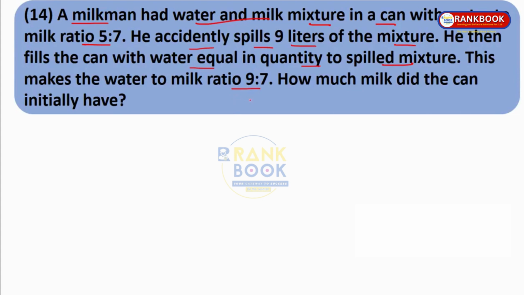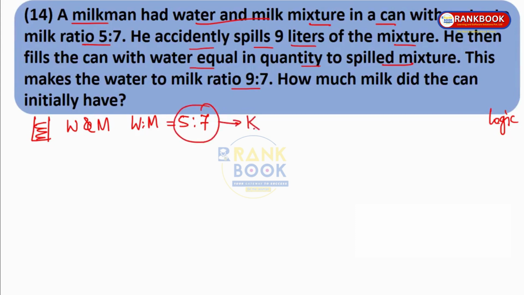Now we do not know how much milk the can initially had. So let us try to solve this by logic, because here we do not want the ratio of the mixture or anything, right? We have to find how much milk the can had. We just know that there was a can and there was some mixture in it, and this mixture was of water and milk, and the ratio of water to milk in the can was 5:7. Ratio was 5:7. These are not the actual quantities. So how to find the actual quantities?